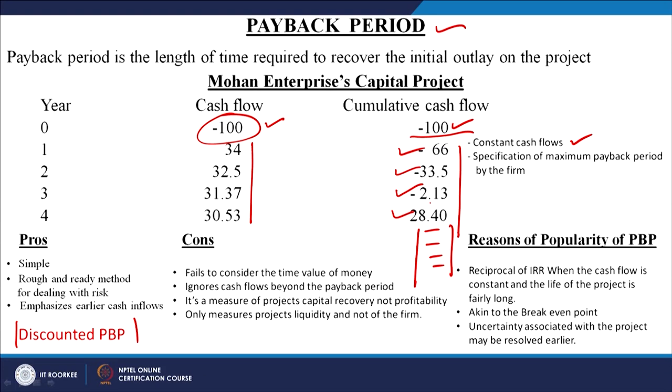So, it is a very, very important property, because it is comparable to some method which is a part of the discounted criteria. Second is that it is akin to the break-even period. Here we are calculating almost the break-even period, because the concept of the break-even period is very easy to understand, right. So, here also we are talking about the break-even period.